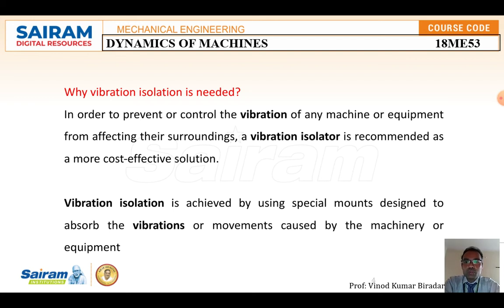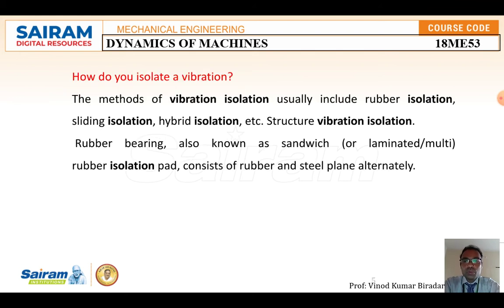Okay, so in order to prevent or control the vibration of a machine or equipment from affecting its surroundings, that is, to reduce nearing vibration, we are going to use vibration isolation. Vibration isolation is achieved by using a special mounting design to absorb the vibration or movement caused by the machinery or a machine component. So how do you isolate the vibration? The methods of vibration isolation usually include rubber isolation, sliding isolation, hybrid isolation, and many more.